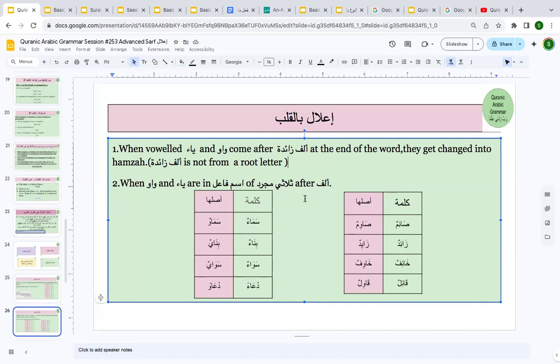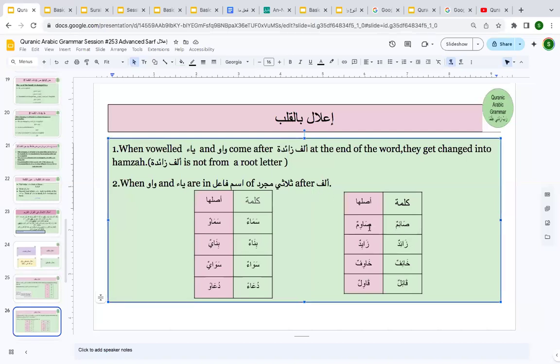There is a condition, and also that this waw and ya is coming after alif zaida, that is at the end of the word. You notice that? And then when you see the second example where you are seeing ya and waw, you are seeing it in ism fa'il of thulathi mujarrad after alif zaida.